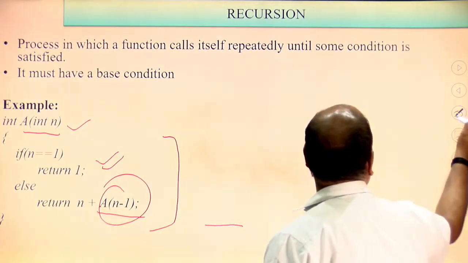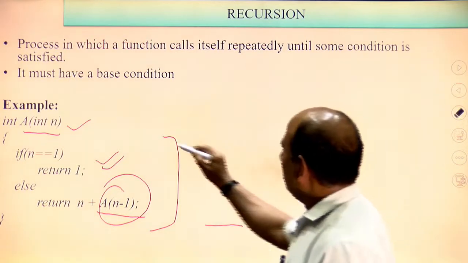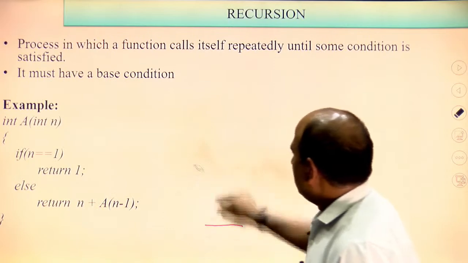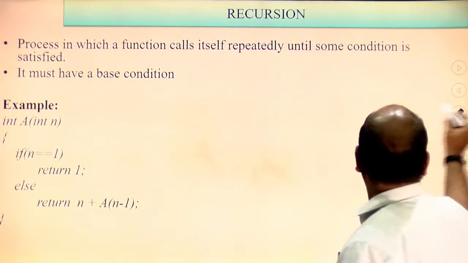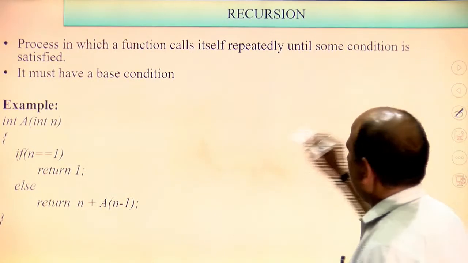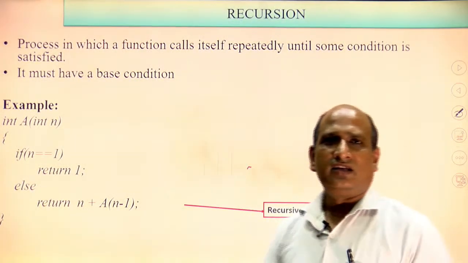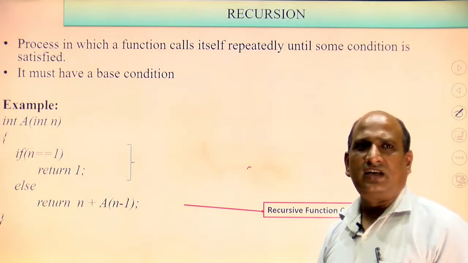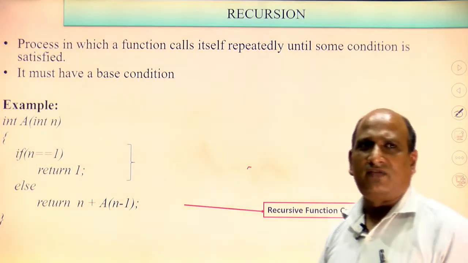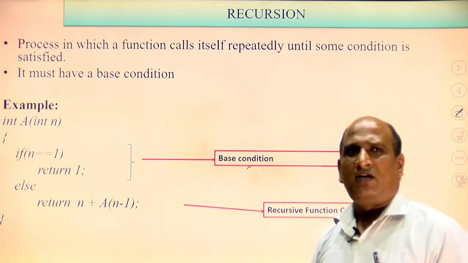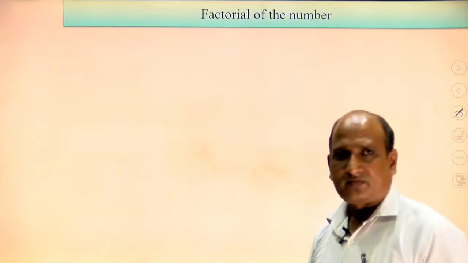Let us look at it by explaining. I am going to explain this with more examples. Let us move ahead. This one is the recursive function a(n minus 1). Here the function a is calling itself, and this one is the base condition of this recursive calling.